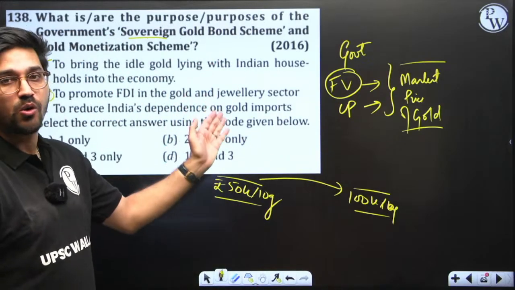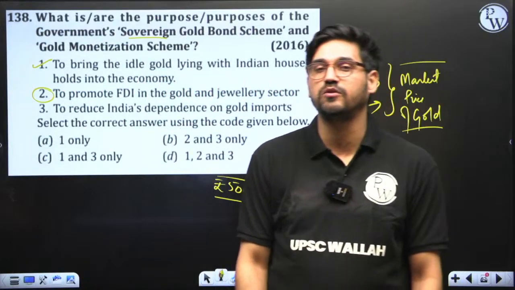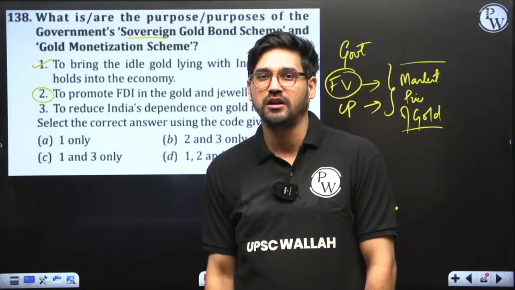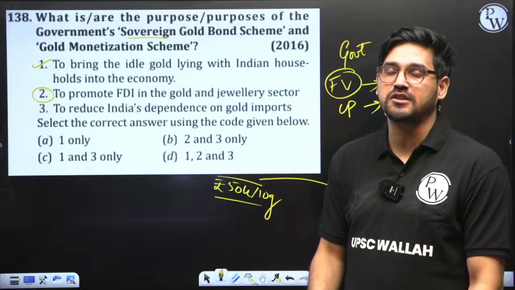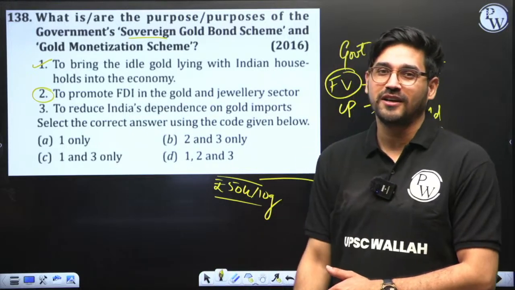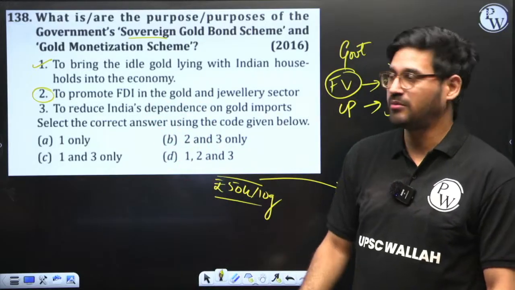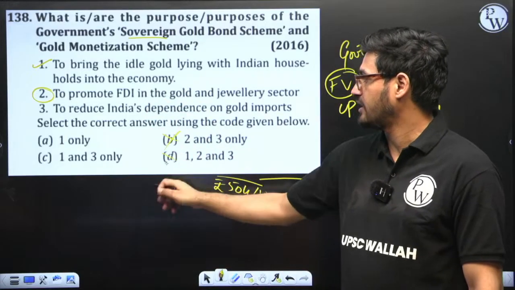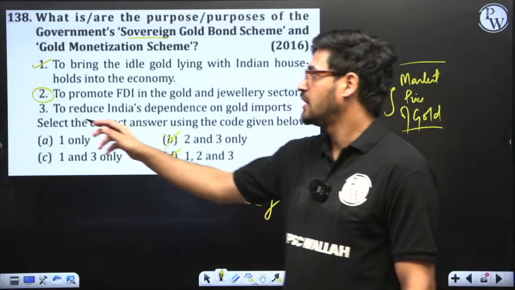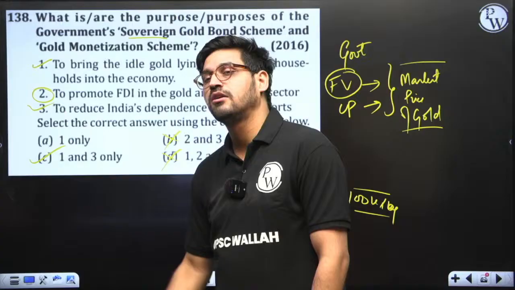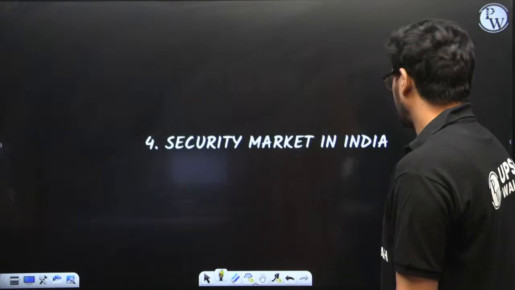Now, this is where gold will be taken away from you by the banks, or you will be issued securities by the government. What has that got to do with the gold sector or the jewelry sector? In fact, if anything, it's going to reduce the demand for gold. So, will it bring in more investment? Definitely FDI can't be the correct answer. So, wherever you find 2, you can eliminate it. The third one says to reduce India's dependence on gold imports. Both 1 and 3 are the correct objectives. Now, let's move to the next one.